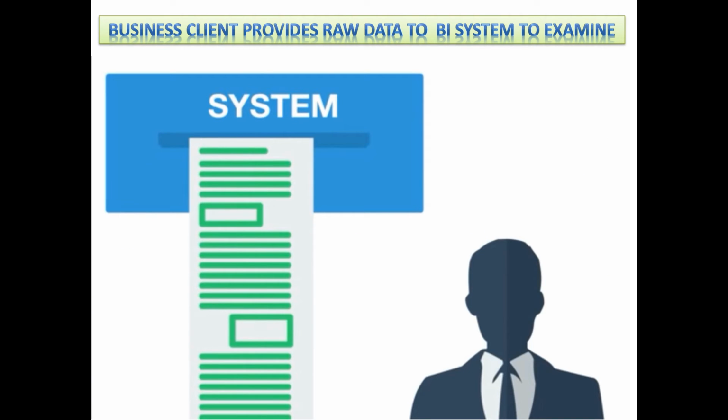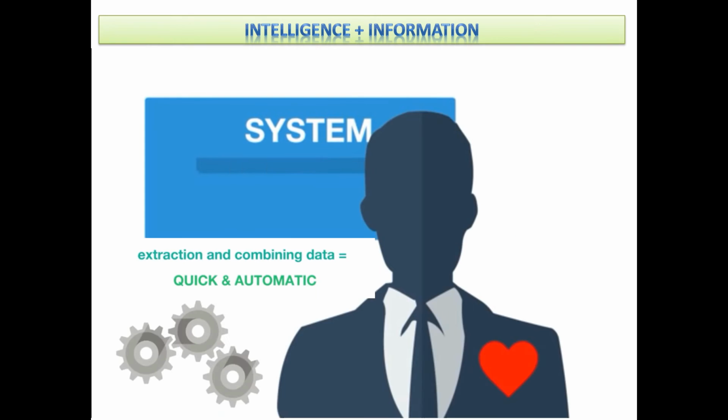This is an example of a normal enterprise or organization working. There's a business client. The business client provides raw data to our BI system to examine and analyze. This data is very random. It's raw data, and it has been provided to the BI system. The system has its own intelligence and the information which we pass on. Based on that, it will extract and combine data, very quickly and automatically.